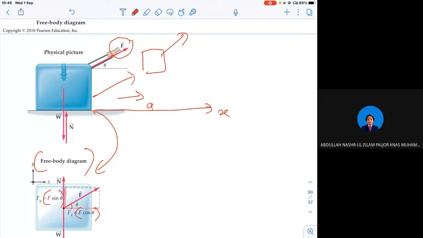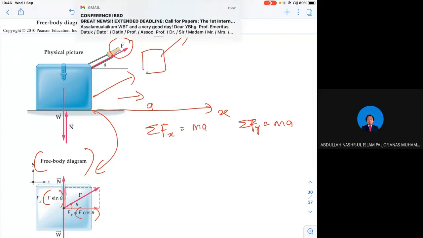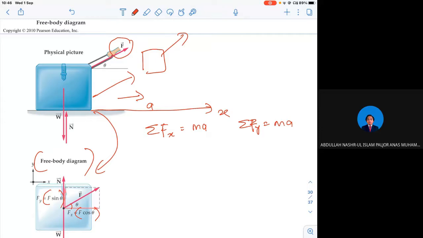So therefore we need to establish the summation of Fx equals ma, and another one, the summation of Fy equals ma. But in this case, you can see there is no motion of the bag in terms of the y-axis, because the bag moves only along the x-axis. It doesn't float upward. Therefore, we can say that the acceleration in y is 0, so the summation of Fy is equivalent to 0.